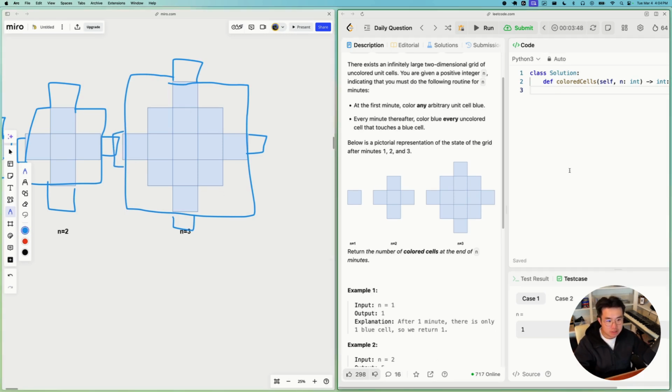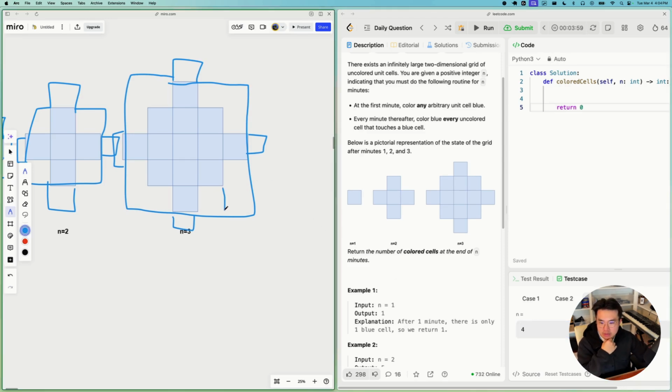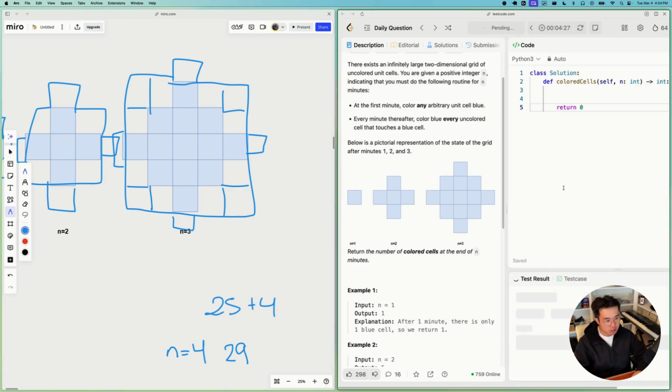So what I'm gonna do here is just return 0, because I want to double check what I'm thinking. I want to see what n equals 4 is. The way I'm saying we should do it, I am expecting 1, 2, 3, 4, 5 by 5. So that's 25 plus 4, because 1 on each side. So I'm expecting 29 when n is equal to 4. And if that's correct, maybe I could start somewhere. If not, I really have no clue.